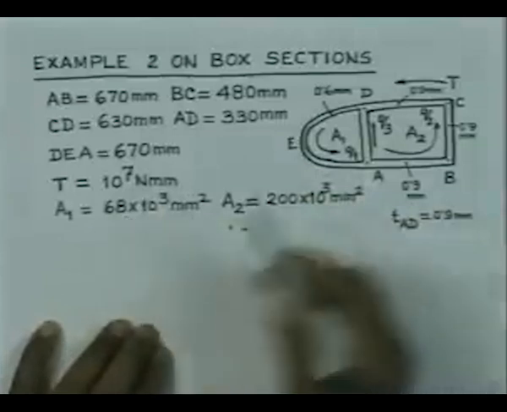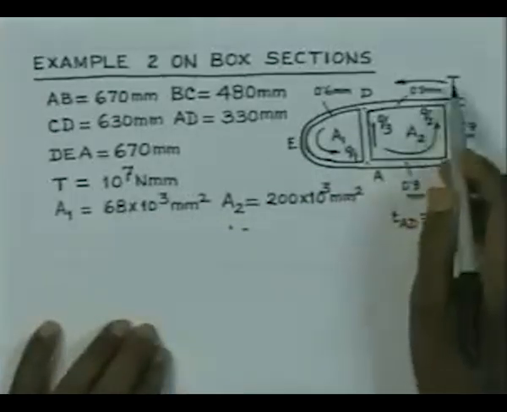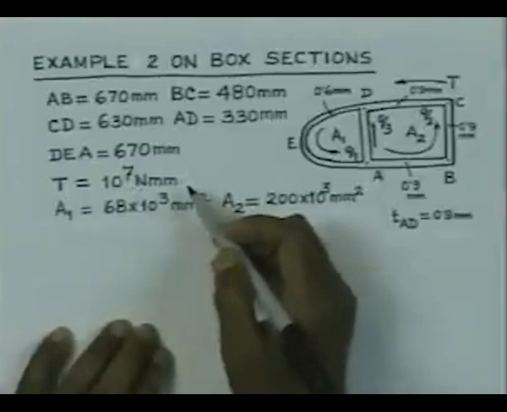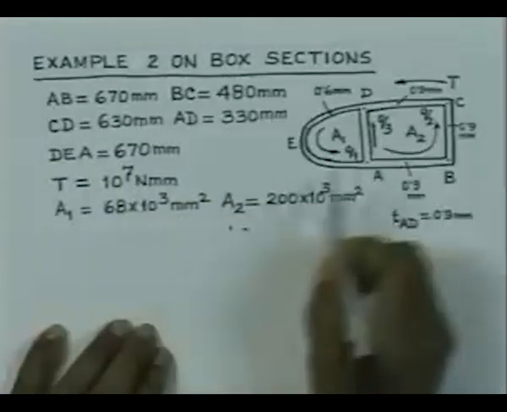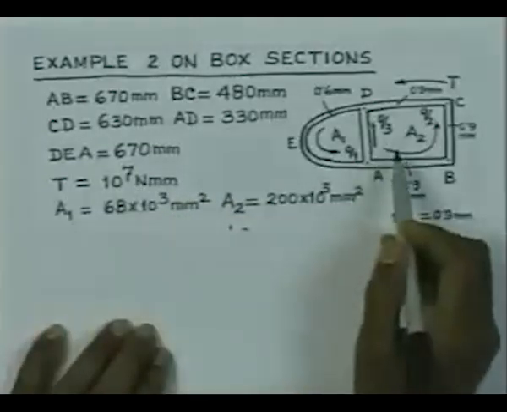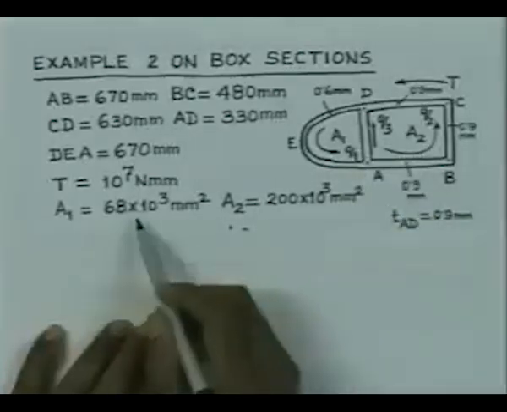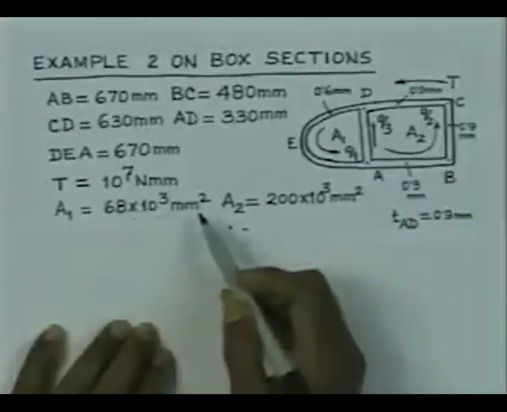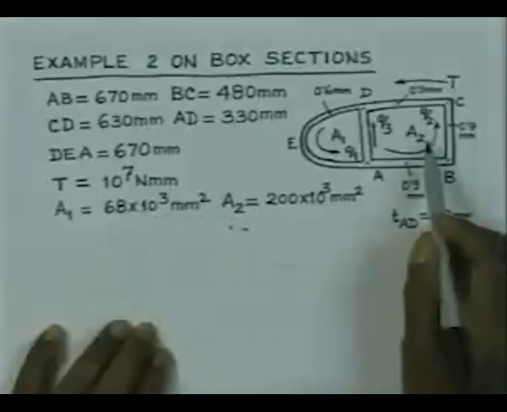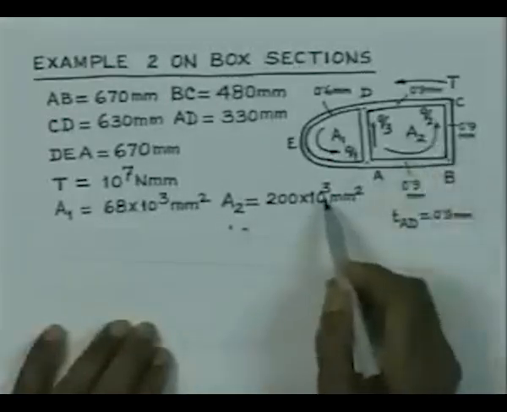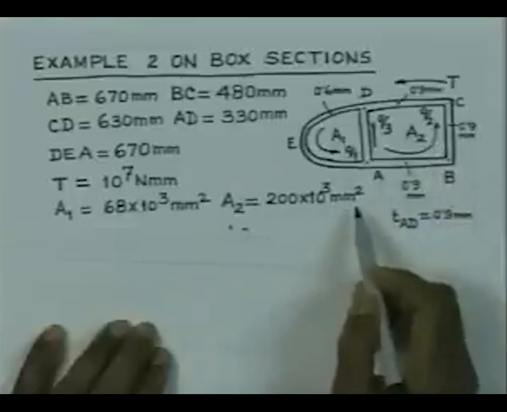It is given that a torque of magnitude 10 to the power 7 Newton millimeter is applied. The area enclosed by cell 1, that is A1, is 68 into 10 to the power 3 millimeter square. Also cell 2, its area is 200 into 10 to the power 3 millimeter square.